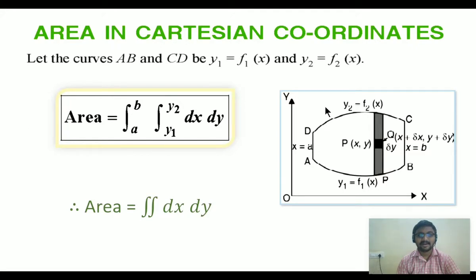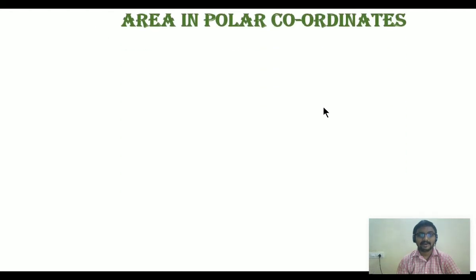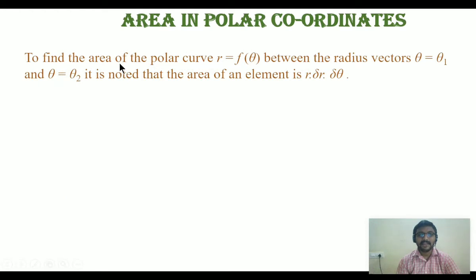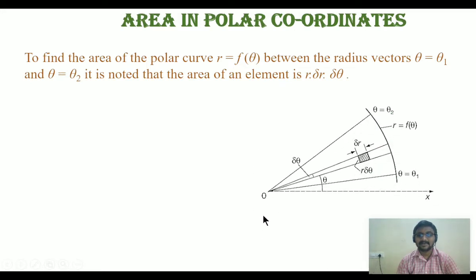Not only for Cartesian coordinates, we can compute the area for polar curves also. Next concept, area in polar coordinates. To find the area of the polar curve r equals f of theta between the radius vectors theta equals theta 1 and theta equals theta 2, it is noted that the area of an element is r dr d theta. So this is the rough sketch of the region. Theta equals theta 1 and theta equals theta 2 are the radius vectors. O is the pole. r equals f of theta is the given polar curve.